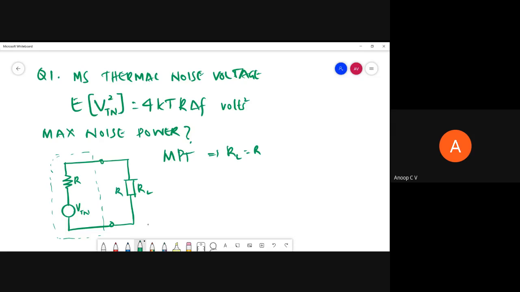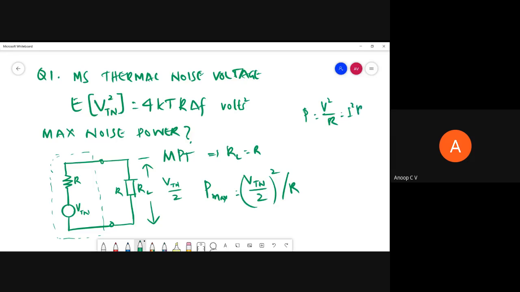In that case, whatever the voltage is, it will be divided equally among these two. So the voltage across the load resistor will be VTN by 2 under the condition for maximum power transfer. So Pmax will be equal to V square by R, where V is VTN by 2. Power is V square by R or I square R. So power is VTN square by R.